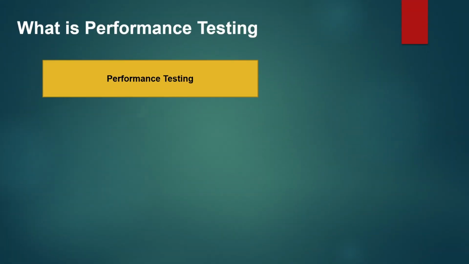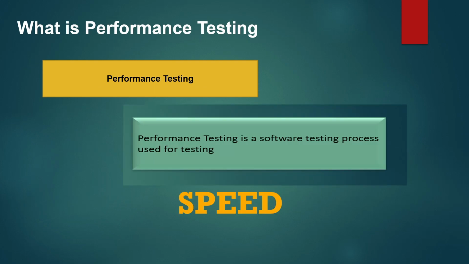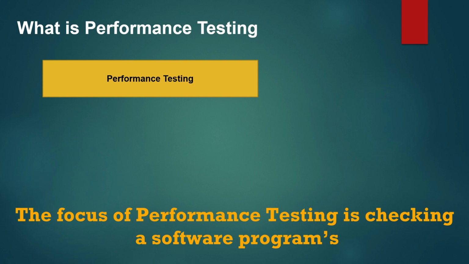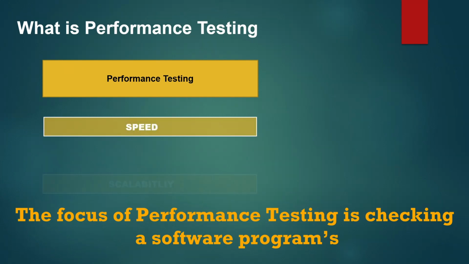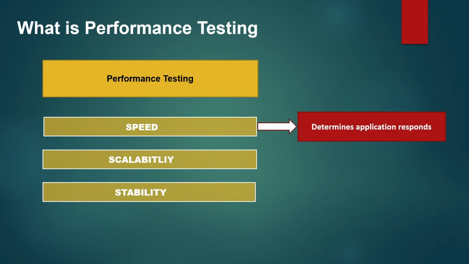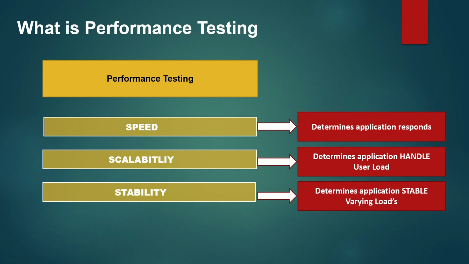Now let's look at what is performance testing. Performance testing is a software testing process used for testing the speed, response time, stability, reliability, scalability, and resource usage of a software application under a particular workload. The focus of performance testing is to check the software program's speed, scalability, and stability. What is speed? Speed determines whether the application responds quickly. Scalability determines the maximum user load the software application can handle. What is stability? Stability determines if the application is stable under varying loads. These three factors we are going to look at in more detail in upcoming videos.